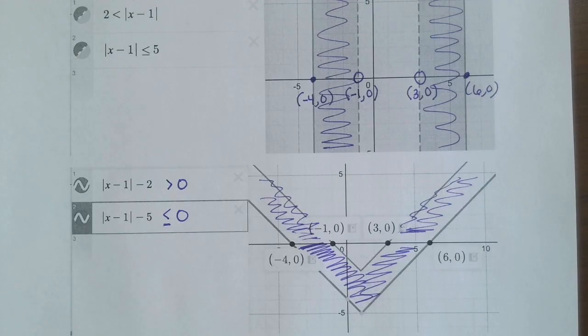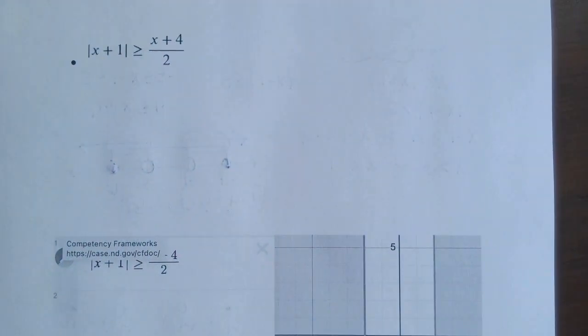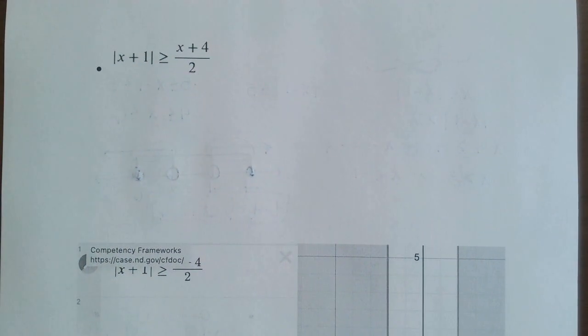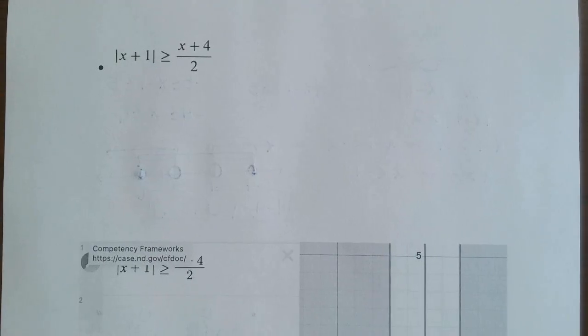All right, and our last one, because our brains might be hurting so far. This is our last type that you might see in your MyOpenMath homework. We've got the absolute value of x plus 1 is greater than or equal to (x plus 4) over 2. Notice on the right hand side I have x over there.